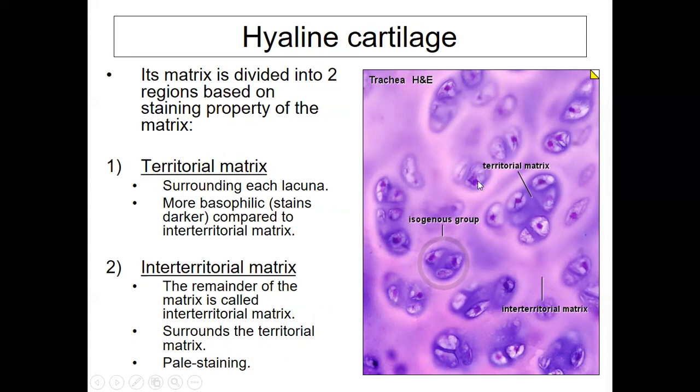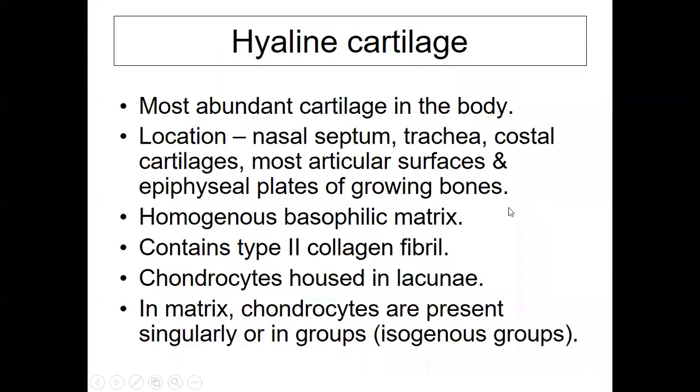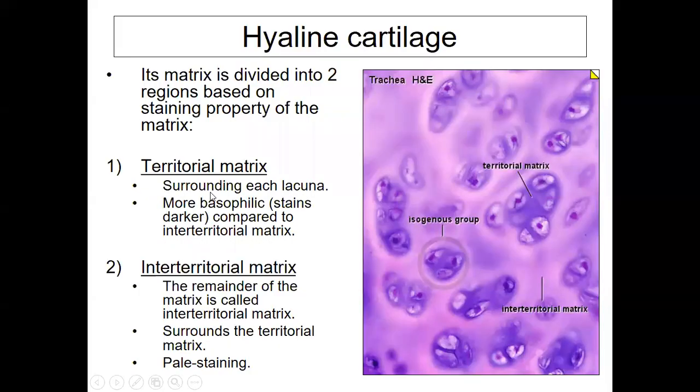If you see here, this is the territorial matrix. The darker colored area here is known as the territorial matrix. It is surrounding each lacuna. So this is the lacuna, and inside here we have the chondrocyte, right? The territorial matrix is more basophilic, darker in color, more bluish in color, compared to the interterritorial matrix. So this is the interterritorial, which is lighter in color.